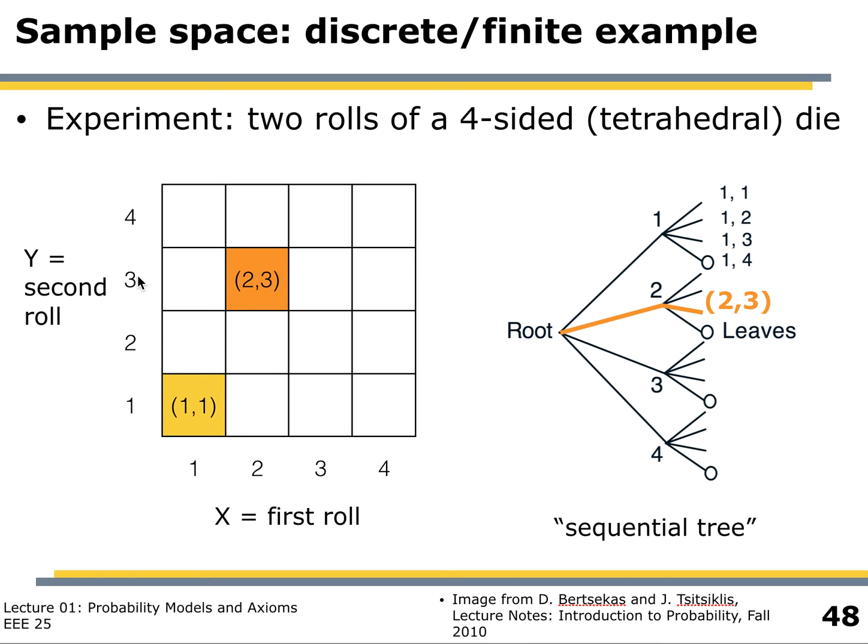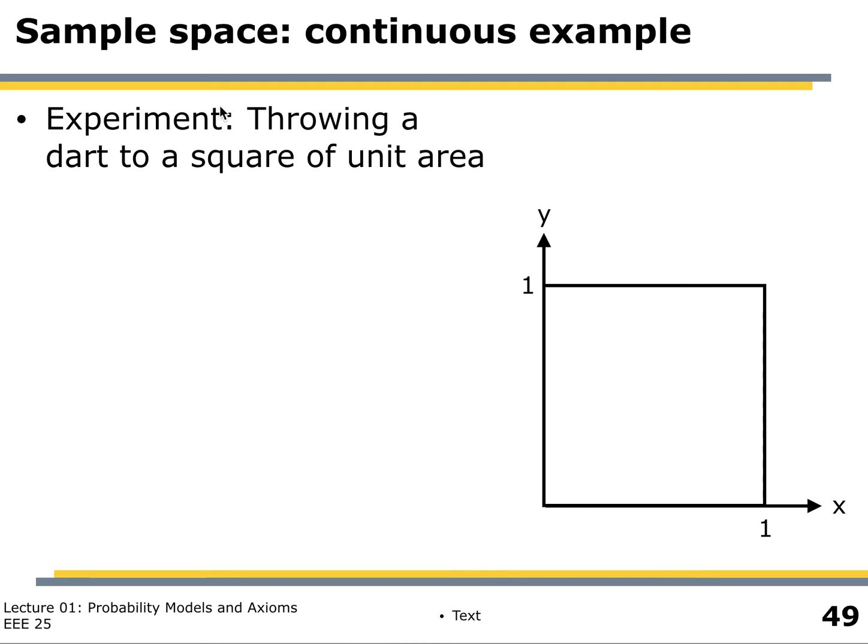So I also told you that sample spaces can have infinitely many possible outcomes, and one example satisfying that case would be this particular experiment. And let's say that experiment would involve throwing a dart at a square of unit area. I'm referring specifically to this square right here. So one of the corners of the square is at the origin, and the length of the side is equivalent to 1. So the area is equivalent to 1.